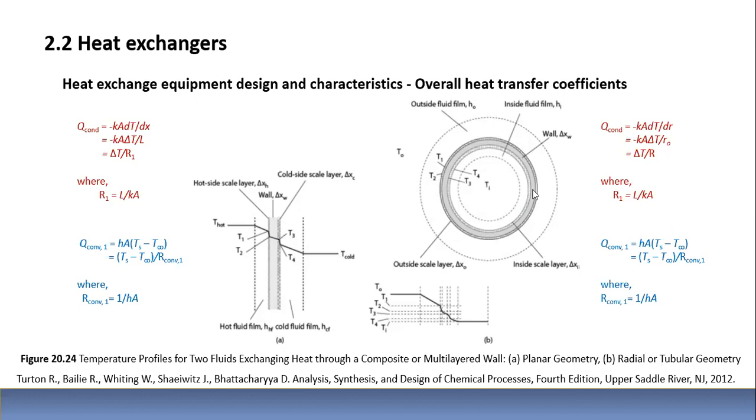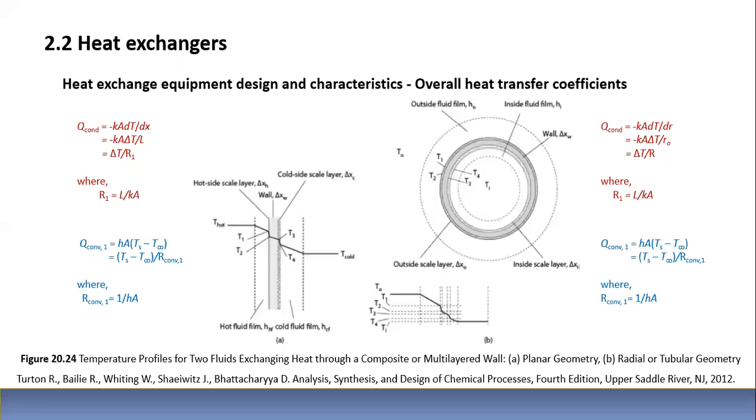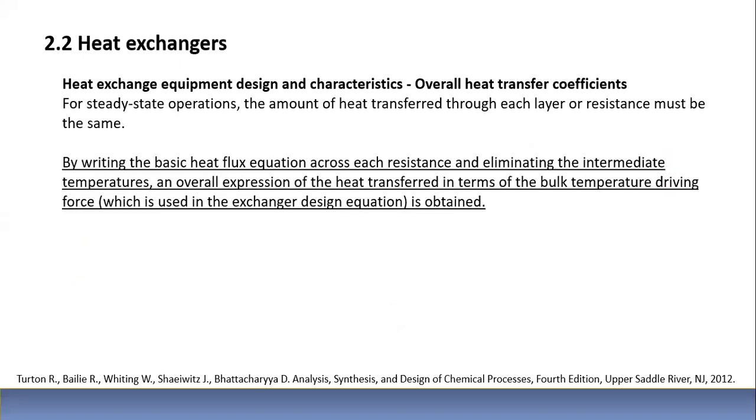Y en el caso de este lado, el Q de conducción a lo largo de la pared curva de un tubo sería menos Ka delta T de R, donde R es la resistencia L sobre Ka, y el Q de convección es HA delta T a sí mismo. Tenemos aquí una revisión de estos temas que se vieron en fundamentos de transporte de calor.